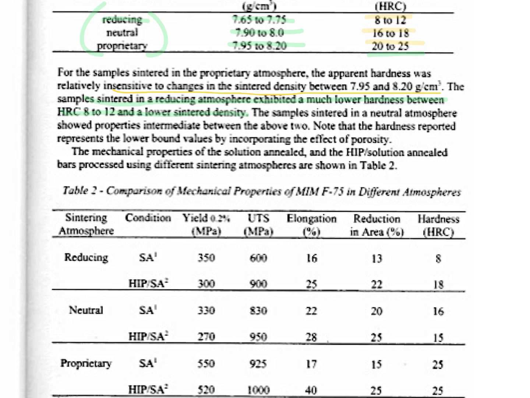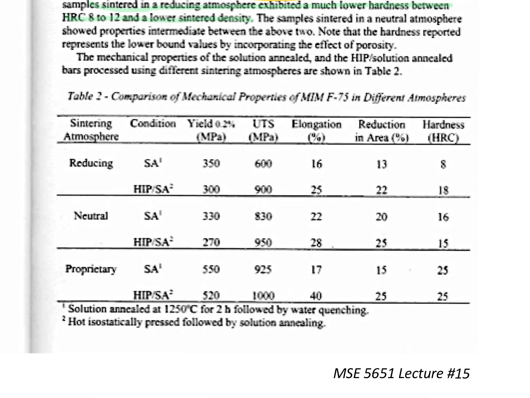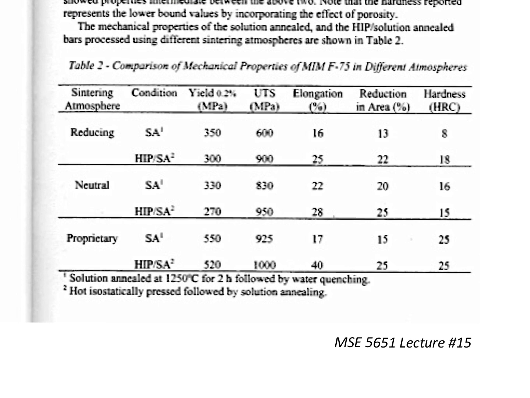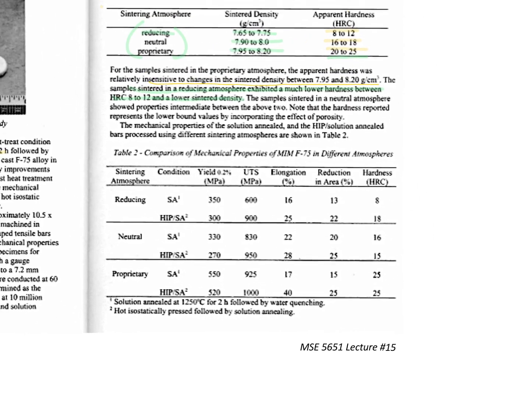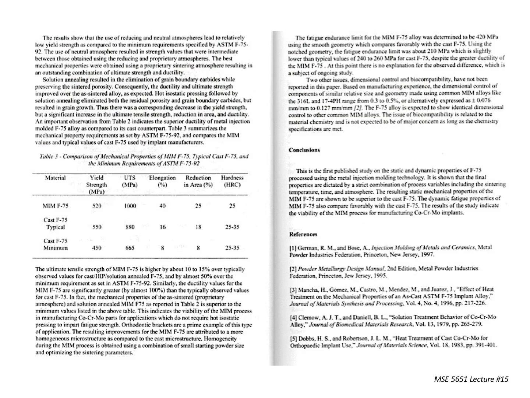All right, again, this should be familiar to you in terms of what we're looking at here. You should be able to rationalize these types of behaviors. We know that hipping gives us a better densification, and therefore we get better properties. So that all should be pretty straightforward. You should be able to see echoes.